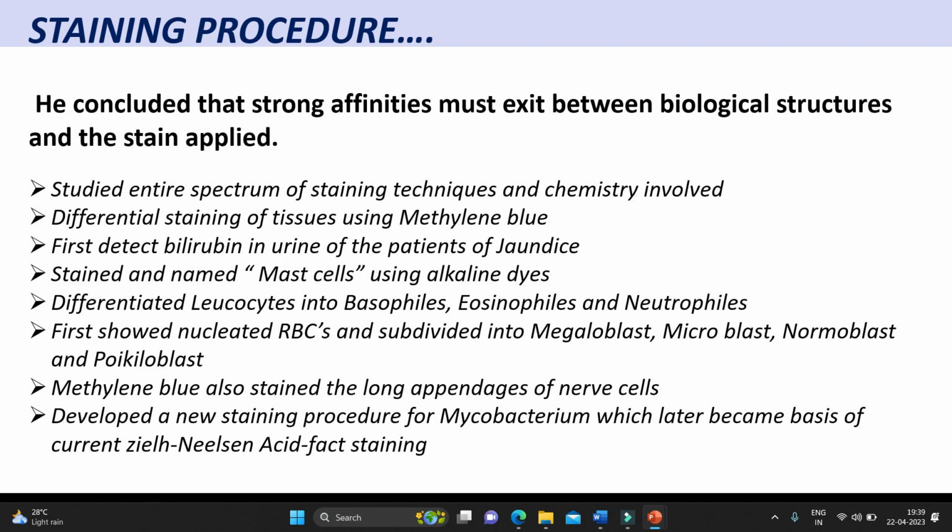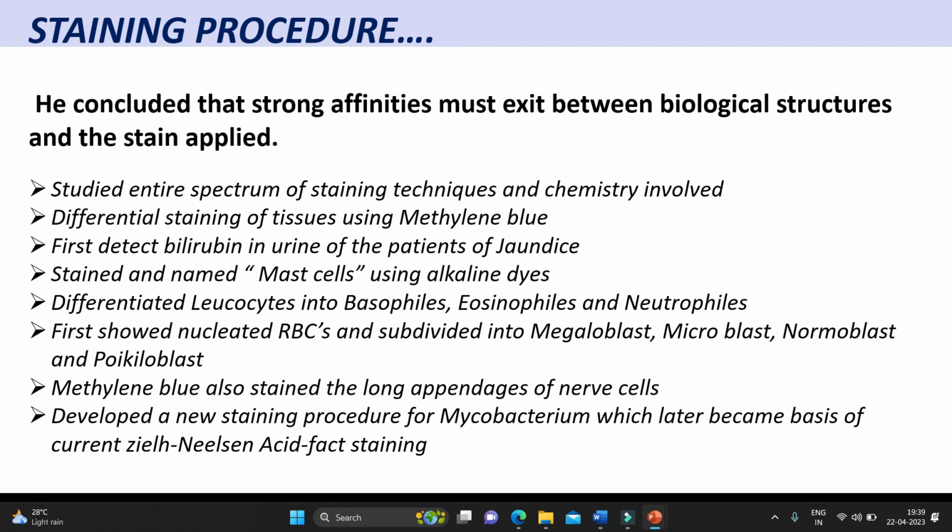He concluded that a strong affinity must exist between the biological structure and the stain applied. That means he studied the entire spectrum of staining techniques and the chemistry involved, and differential staining of tissue using methylene blue. That means he used it to differentiate between different types of tissue or cell.